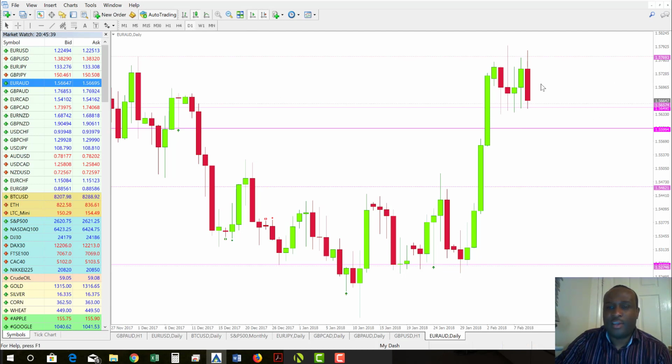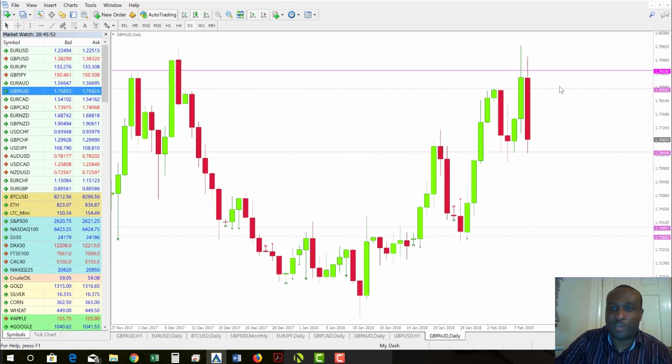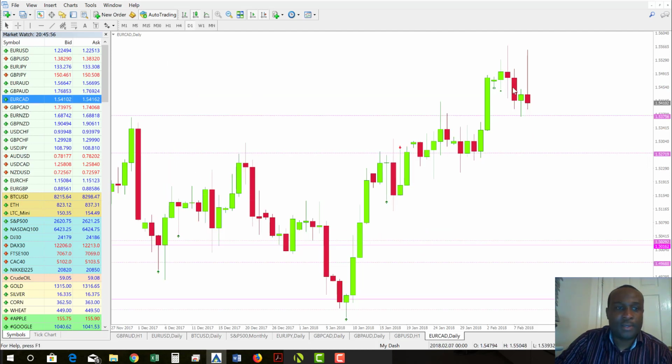Euro AUD, again, no opportunity showing up, but just watch what's happening here. Price just keeps hitting this level and not really doing anything. So between these two levels here, price not doing much. GBP AUD, similar, nothing really.